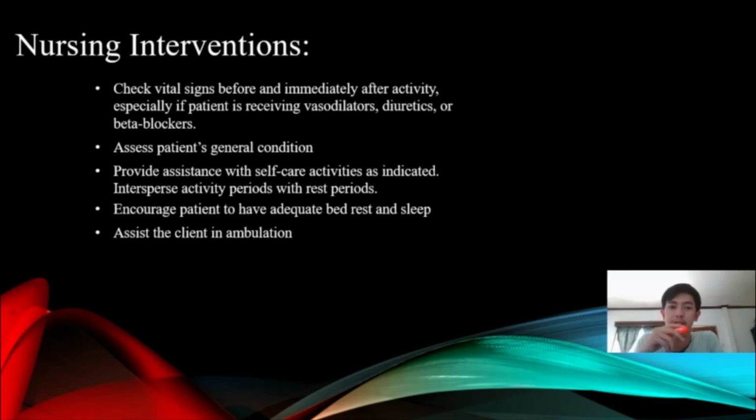Our nursing interventions would be to check vital signs before and immediately after activity, especially if the patient is receiving vasodilators, diuretics, or beta blockers. We should also assess the patient's general condition. We should provide assistance with self-care activities as indicated and intersperse activity periods with rest periods. Also encourage the patient to have adequate bed rest and sleep. We should assist the client in ambulation.